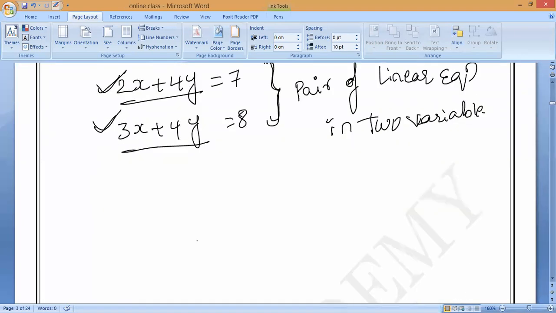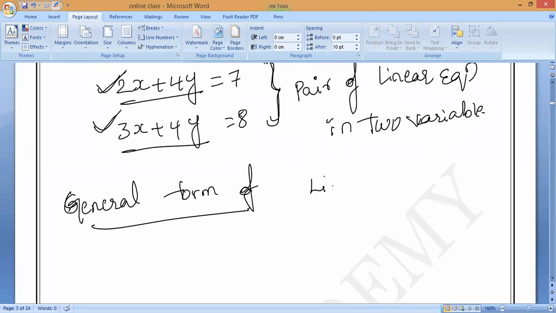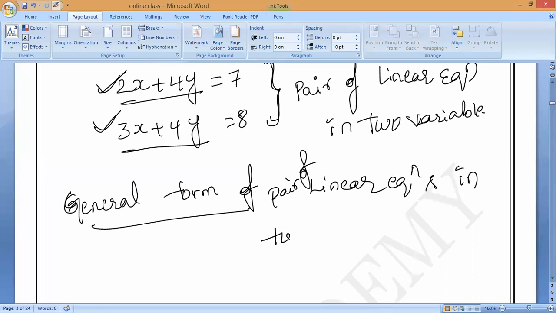General form of the linear equation in two variables. Pair of linear equations in two variables.